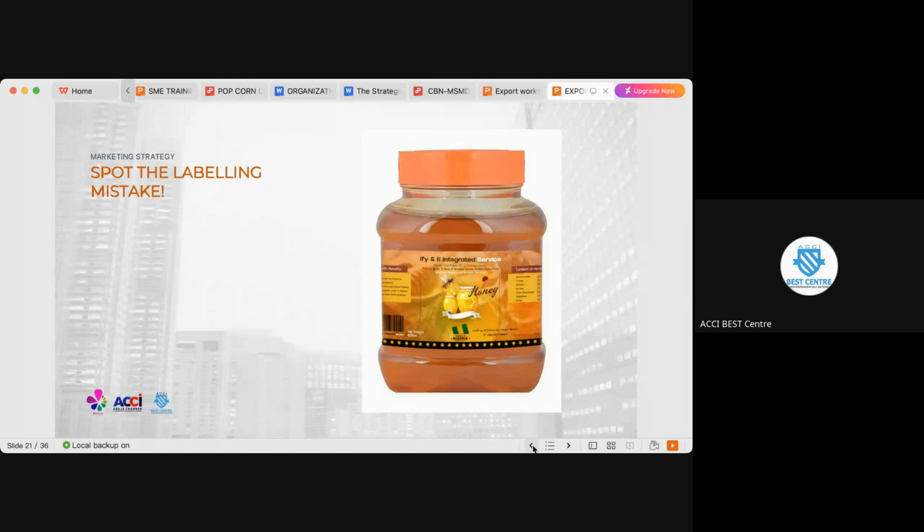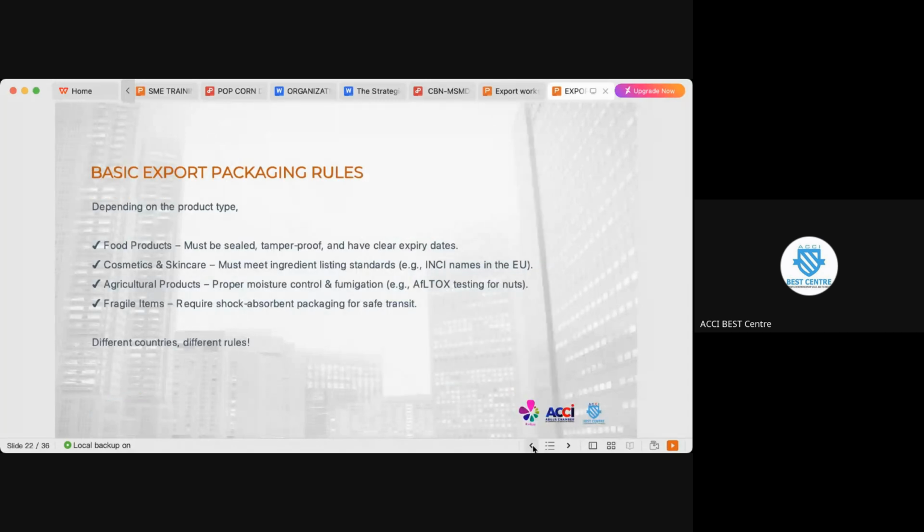One thing we have also identified is that most Nigerian businesses have this barcode on their product, but they don't work. So that doesn't speak well of us. Basic exporting packaging rules: depending on the kind of product that you want to package, there are different packaging rules for it. Food products must be sealed, must be tamper-proof, and have a clear expiry date. Because even apart from being sealed and tamper-proof, there are also requirements for some specific types of food products. Some have to be in foil packaging, a lot like that.